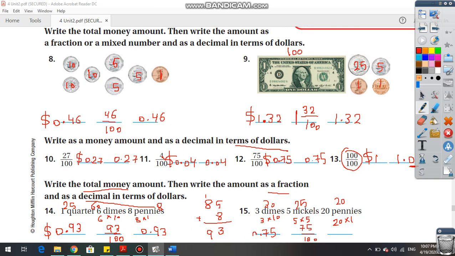And as money, I don't have a whole number, guys. I didn't reach $1 yet. I have 75 cents only. And here, how I'm gonna write it as a decimal is 0.75.